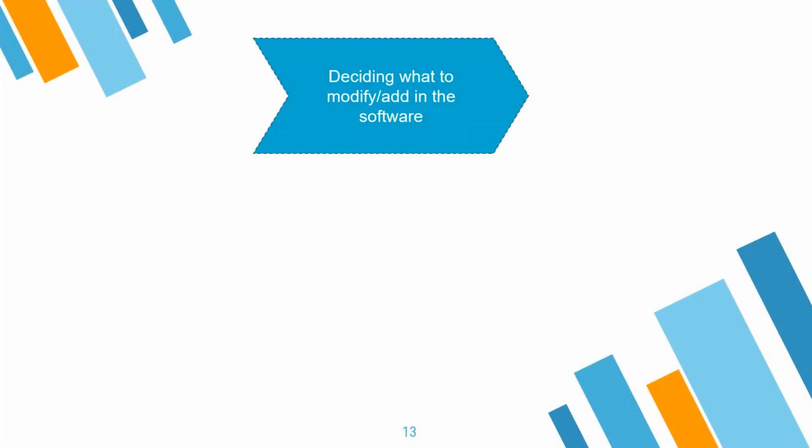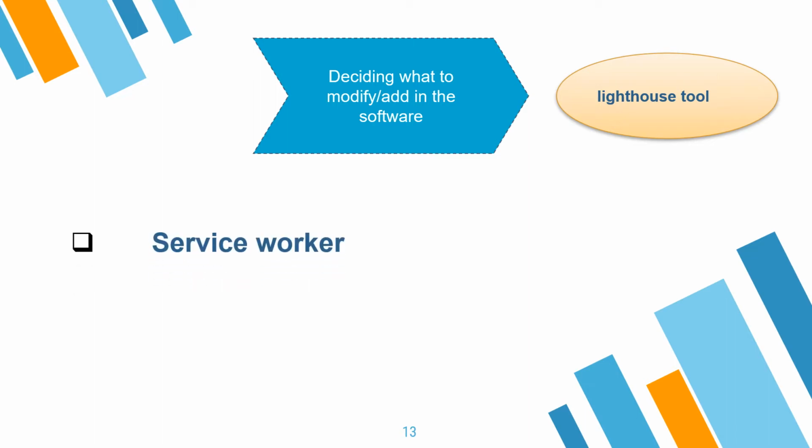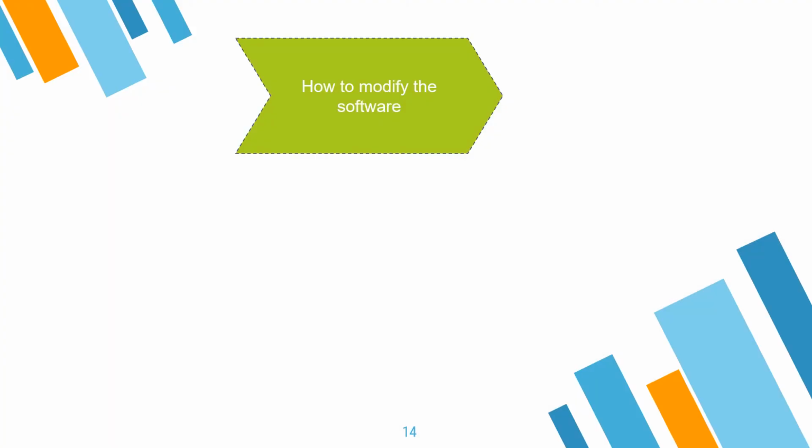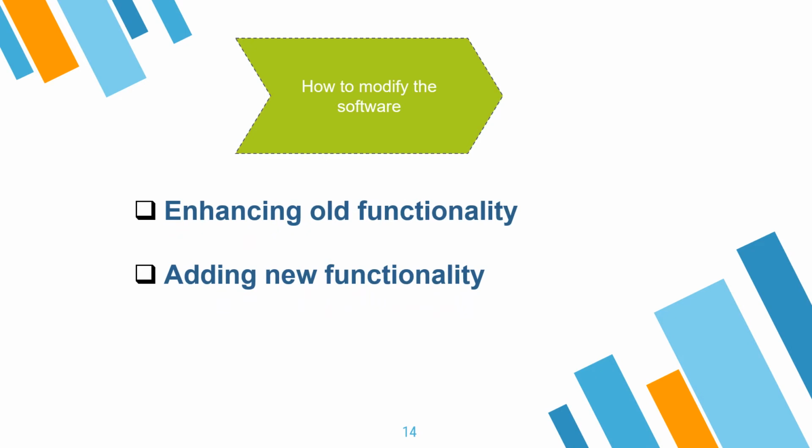For deciding what to add or how to modify in the software, I used the Lighthouse tool, which audits my website and tells me what is missing to make it into a progressive web app. So the result was I had no service worker, no manifest, and the configuration of images was wrong. To modify the website into a progressive web app, I have enhanced the existing code so that it can provide features like web push notification, and I have also added a few new functionalities, for example adding a service worker which enables offline features and a manifest file which makes it installable.